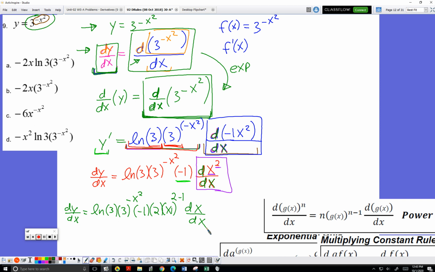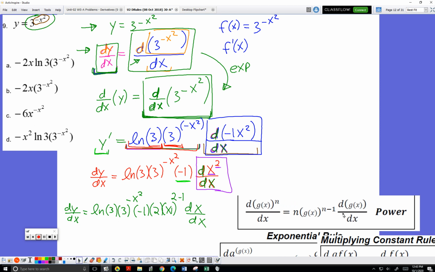Wait, how did we end up with just the dx over dx? When we use the power rule, Anders, what was our g of x? X. Thank you. So look right here. Oh, g of x, so it's just dx over dx. That makes sense? Perfect. 4 points. When that happens, you get a 1 right there, there's no d of x, there's no d anywhere.